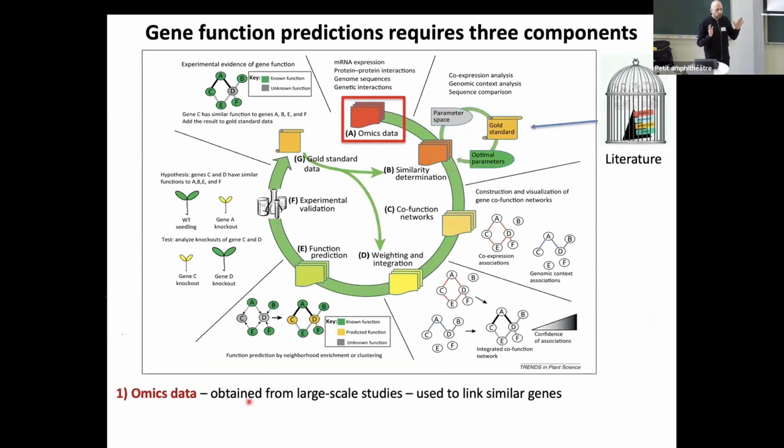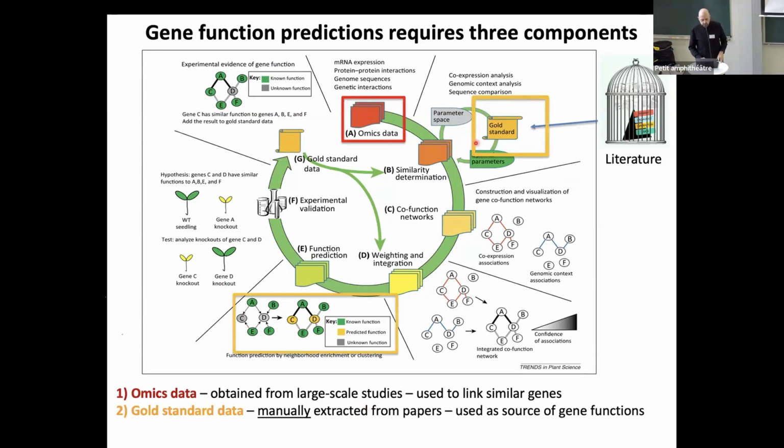So what do we need to predict gene function? We need 3 ingredients. The first ingredient is the omics data. This could be, for example, gene expression in the form of RNA sequencing. This could be protein sequences, genome sequences, and so on. And we use large-scale studies, for example, gene expression atlases, where you have thousands of samples for Arabidopsis.